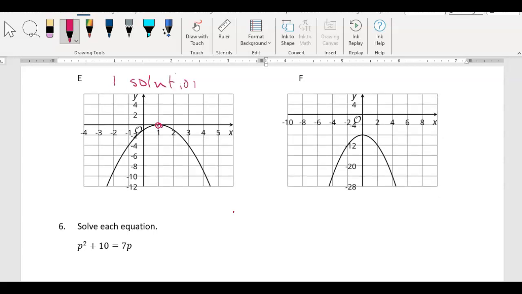And then F is upside down again, but it is not touching the x-axis at all. So this is no solutions.